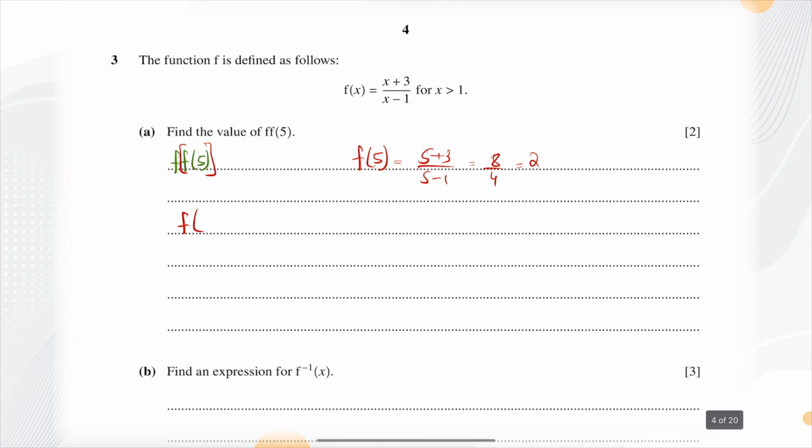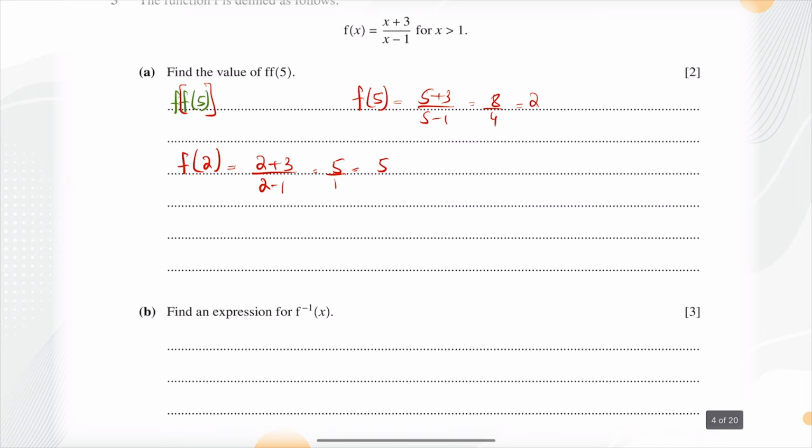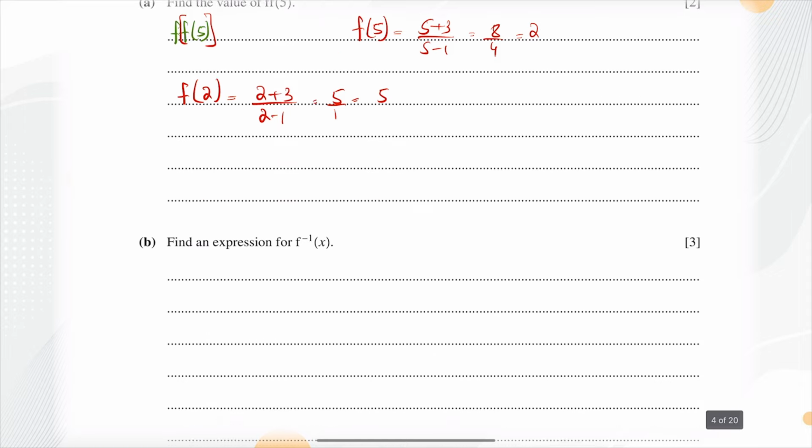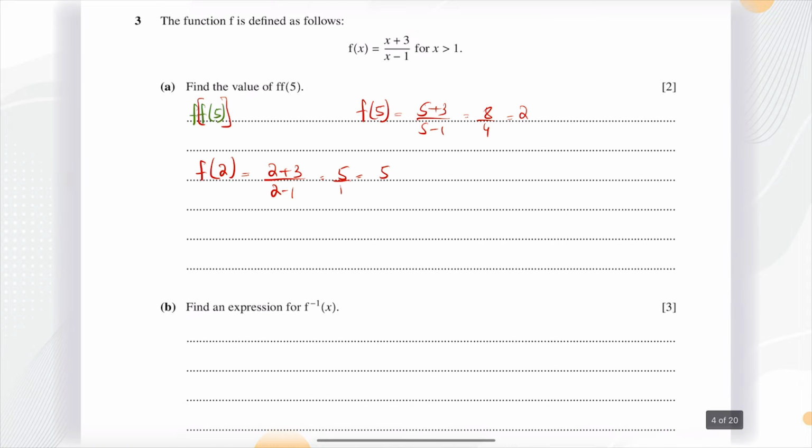Now we're going to work out f of 2, which means 2 plus 3 over 2 minus 1. So 2 plus 3 is 5, and 2 minus 1 is 1. So 5 upon 1 is 5. And there you go, that's your answer. So this paper is pretty easy so far, no? What do you guys think?